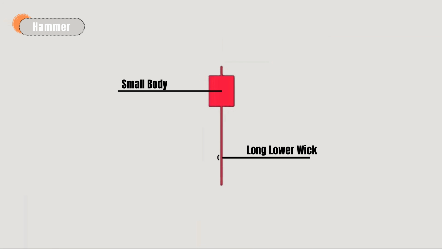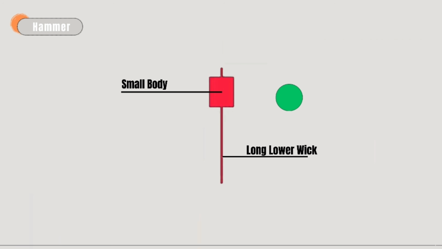This extended wick indicates that sellers initially drove the price down, but buyers stepped in to push it back up, showing a possible change in market momentum. The hammer candle can be either red or green in color. Here the color of the candle does not matter, though a green hammer may be a slightly stronger bullish signal.